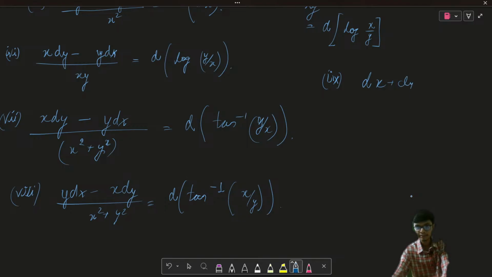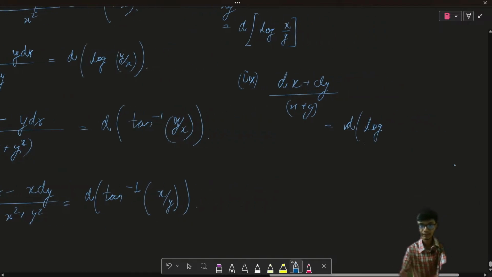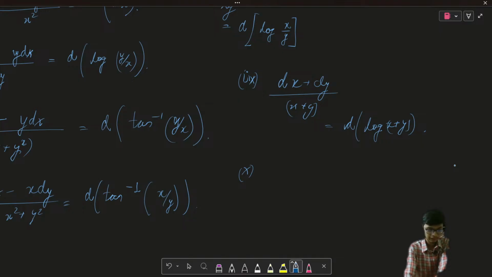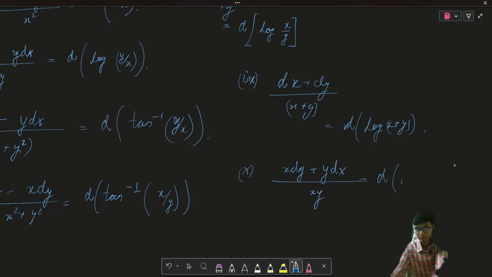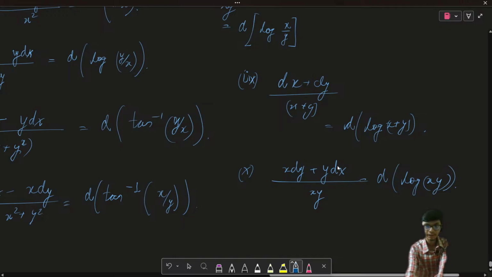So if I have dx plus dy upon x plus y, then this can be given as the derivative of natural log of x plus y. All right. And another form can be given as: if I have x dy plus y dx upon x into y, this can be given as the derivative of natural log of x into y. Okay, I hope these results are clear, right?